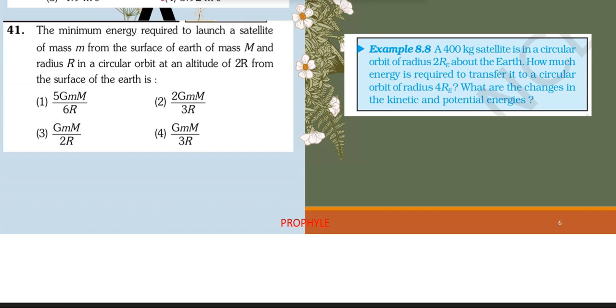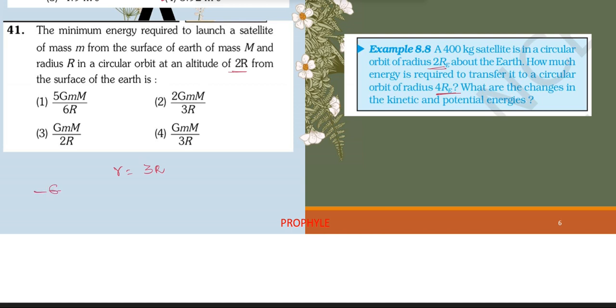And just look at this next question. This is also gravitation. So almost a similar example is there, but here we are changing the radius from 2RE to 4RE given in NCERT. Here, the minimum energy required to launch the satellite of mass m from the surface of the earth of mass M and radius R in a circular orbit of a given altitude. As the altitude is 2R, the radius will be 3R.